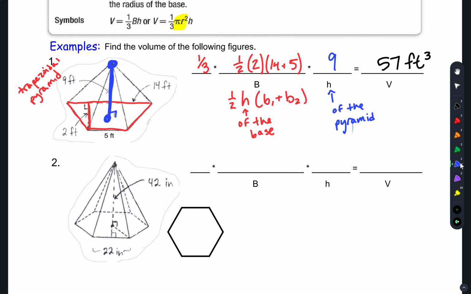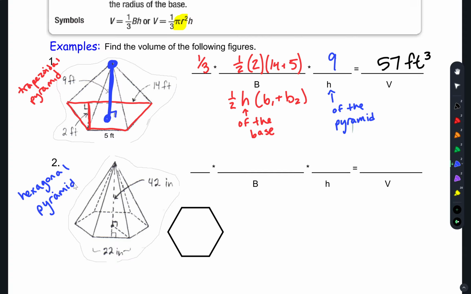You don't know what a 6-sided shape is called? Nobody? 6 sides is a hexagon. So this is a hexagonal pyramid. I watched you count and then decide, no, I'm not. I'm okay.